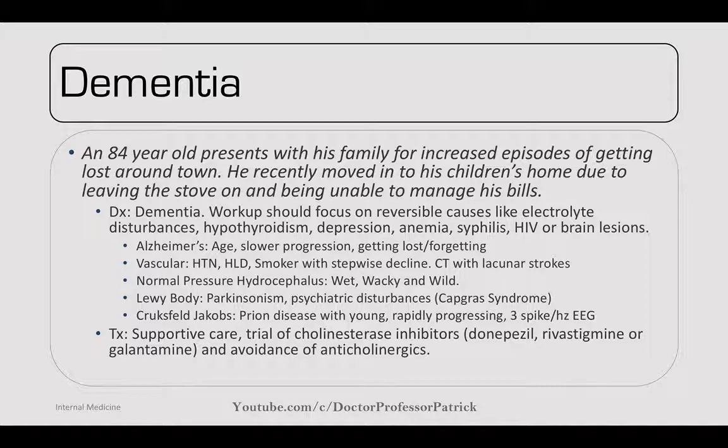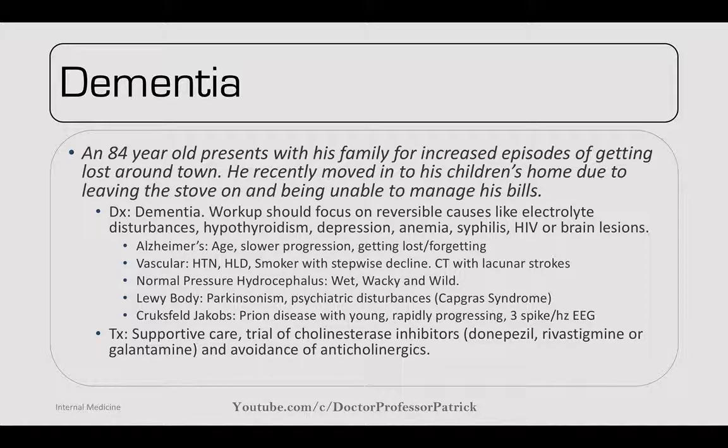Next, there's dementia. So an 84-year-old presents with his family for increasing episodes of getting lost around town. He recently moved in with his children's home due to leaving the stove on and being unable to manage his bills. Diagnosis of dementia, you want to follow up with a workup to look at reversible causes like electrolyte disturbances, hypothyroidism, depression, anemia, syphilis, HIV, or brain lesions.